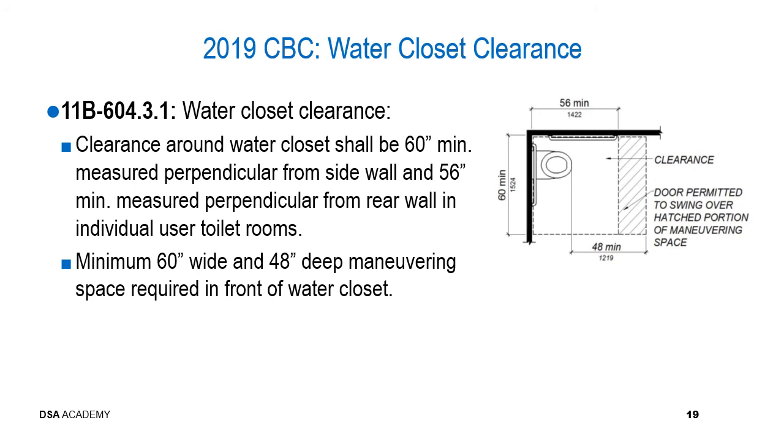For the water closet clearances, in section 11B-604.3.1, same requirements as before, and these have been around for quite some time. The clearance around the water closet shall be 60 inches minimum measured perpendicular from the side wall and 56 inches minimum measured perpendicular from the rear wall in individual user toilet rooms, and minimum 60 inches wide and 40 inches deep maneuvering space required in the front of the water closet. And the pictogram that you see on the right demonstrates this information pictorially.